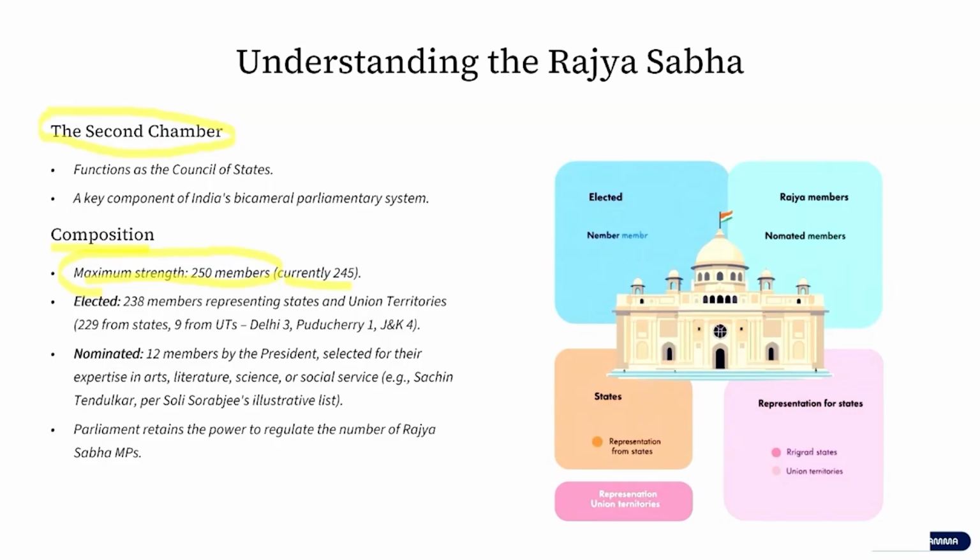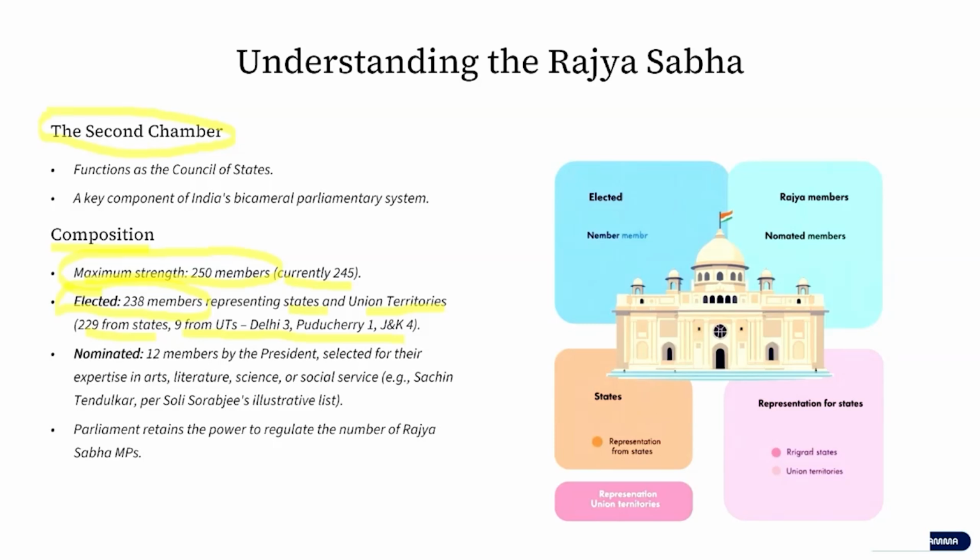Out of this 250, 238 members are elected. Elected from where? From the states and from the union territories. So we have 229 members from the 28 states, and 9 from the different union territories like Delhi, Puducherry, and Jammu and Kashmir. Now the question here is, in India, there are 8 union territories, but only these 3 union territories have a role in electing members to the Rajya Sabha.